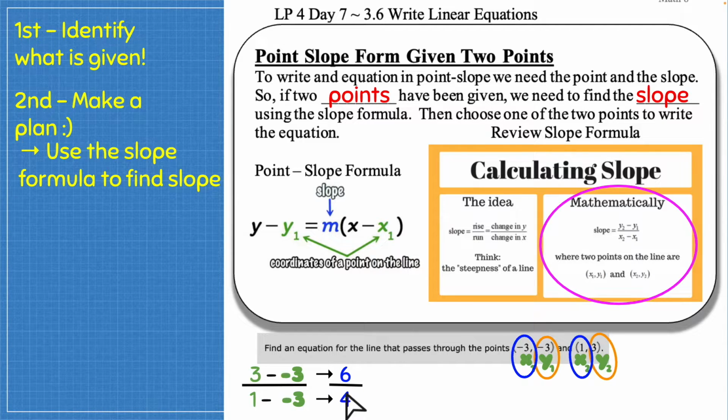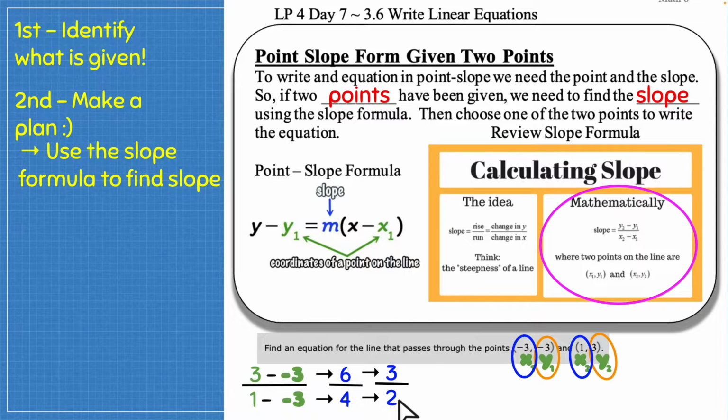Well, 6 over 4, I can reduce this. Whenever they can divide by the same number, they're both even, so they can divide by 2. 6 divided by 2 is 3. 4 divided by 2 is 2. Not reducing it is not wrong, but a lot of the time your teacher is going to expect it to be reduced. You're not going to want to leave it 6 over 4. You're going to want to reduce it to 3 over 2, so that it's in the simplest form that we can get to.